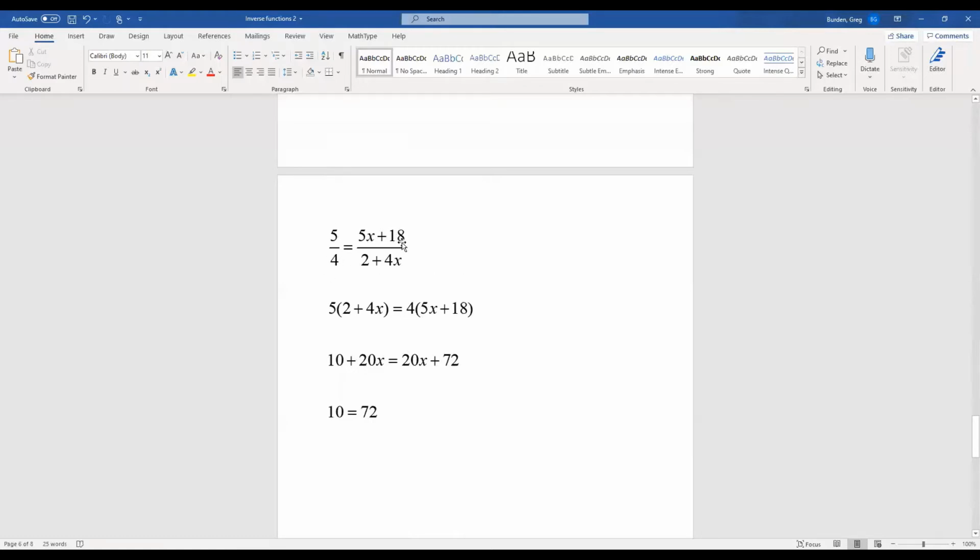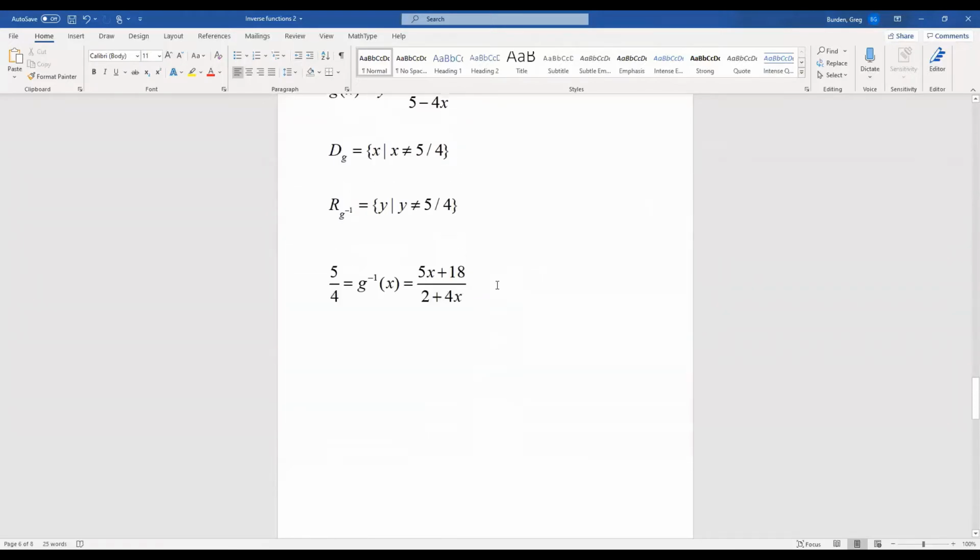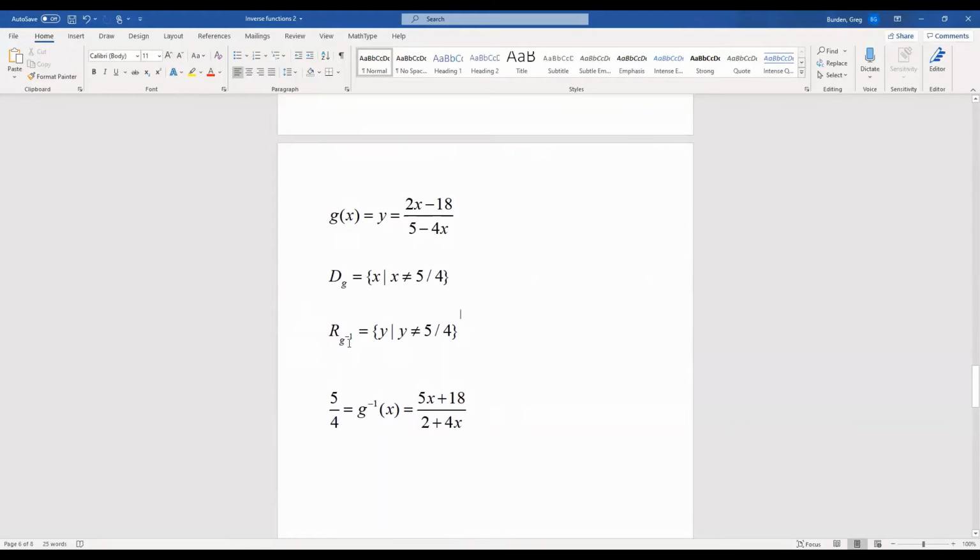It's not obvious when you first write down this equation that it can't be true. But as we attempt to solve it, what we find out is that this equation has no solution. In other words, 5/4 is not in the range of the expression (5x plus 18) over (2 plus 4x). 5/4 is not in the range of the inverse function that we just found. So sure enough, the domain and the range of G and G inverse line up as they're supposed to.